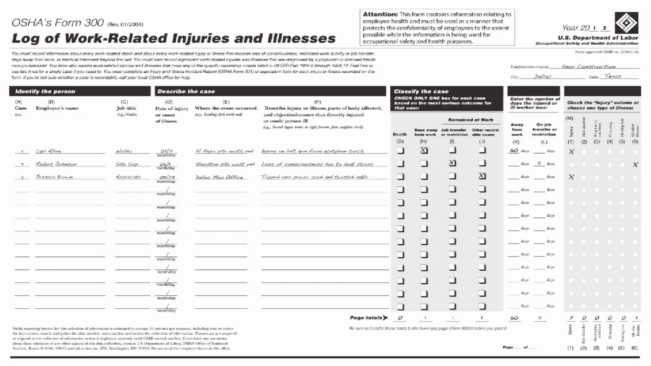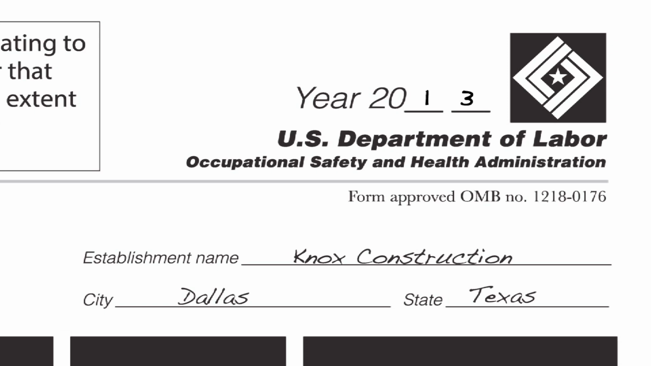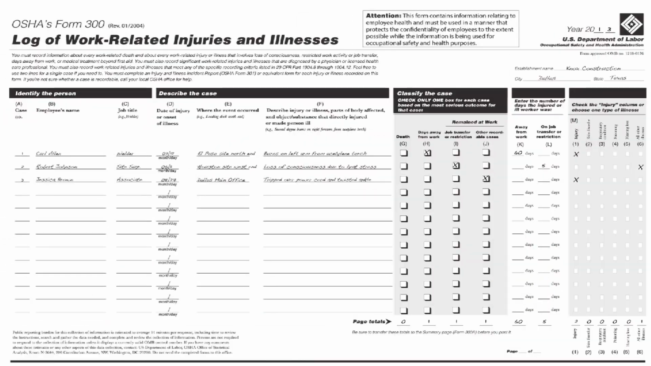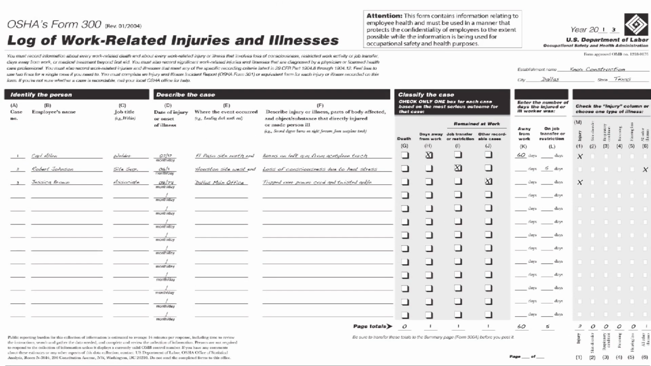Let's begin this process by starting in the upper right-hand corner of the 300 log form and filling in the effective year, which is the year's incidents you are recording on this form, the establishment name and the city and state. Next, you should fill in the details for each recordable incident that occurred that year. It's important to note that the OSHA record-keeping standard mandates that cases be recorded on the log within 7 calendar days after receiving information about the case.